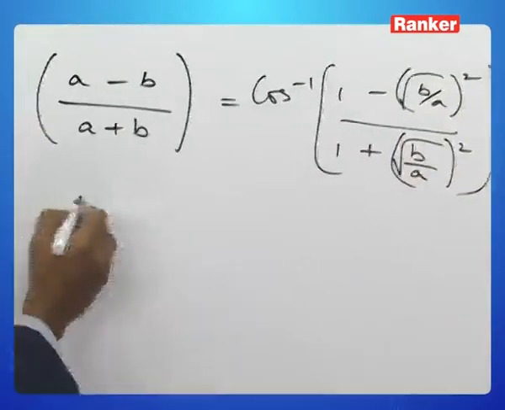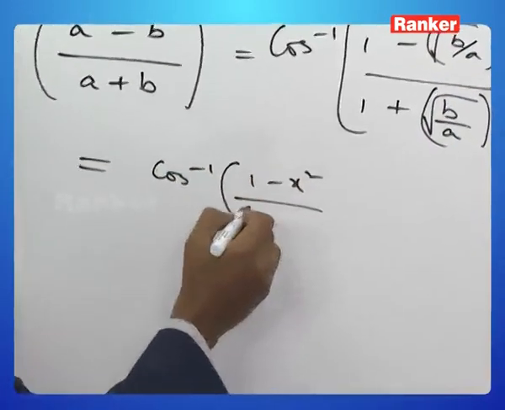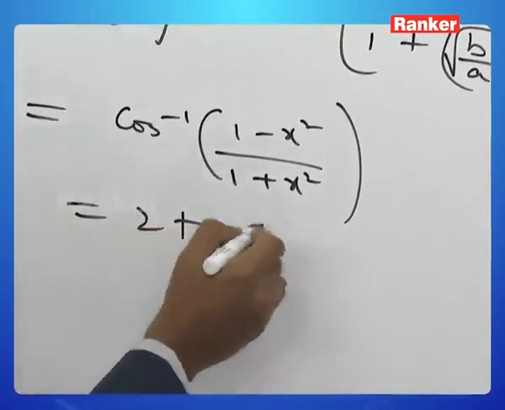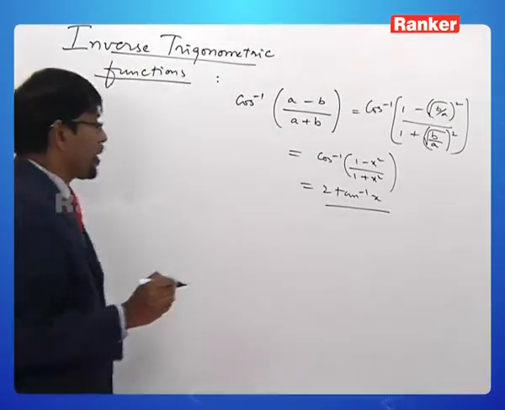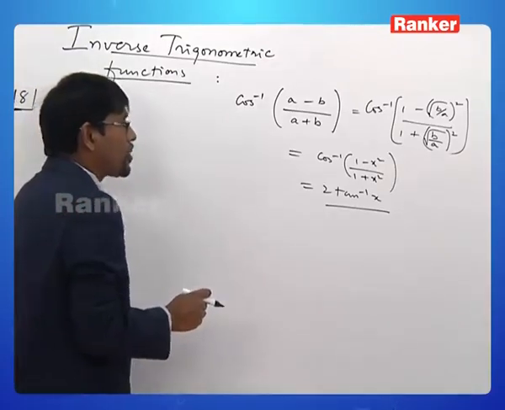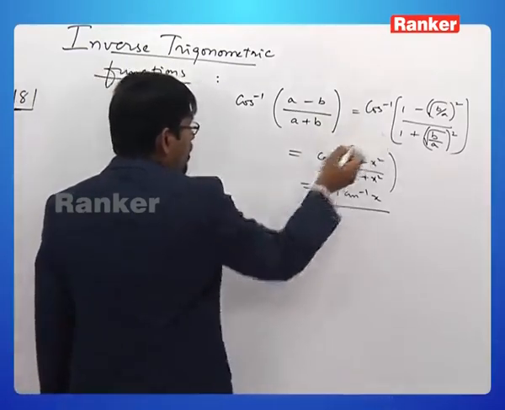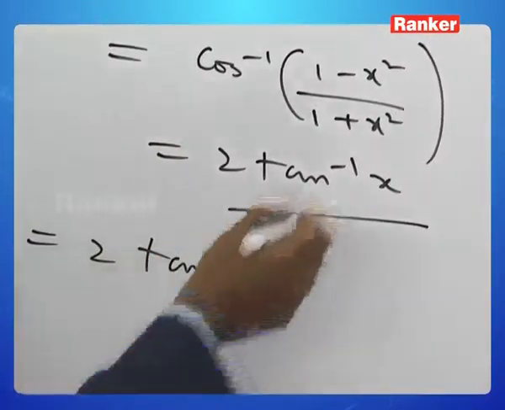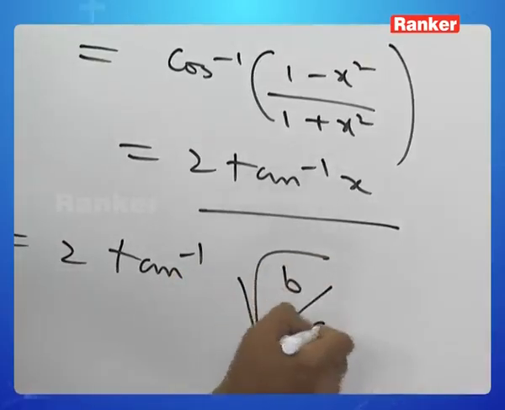Now that's clearly in the form of something like cos inverse of 1 minus x square by 1 plus x square. That is 2 tan inverse of x. Okay, so using this formula, this turns out to be 2 tan inverse of, what do you have in place of x? Root b by a. So 2 tan inverse of root b by a.